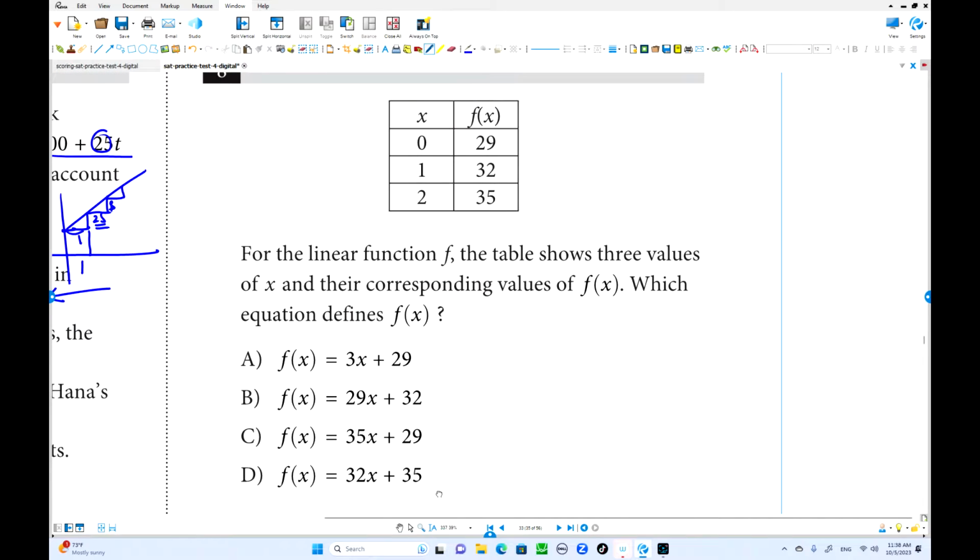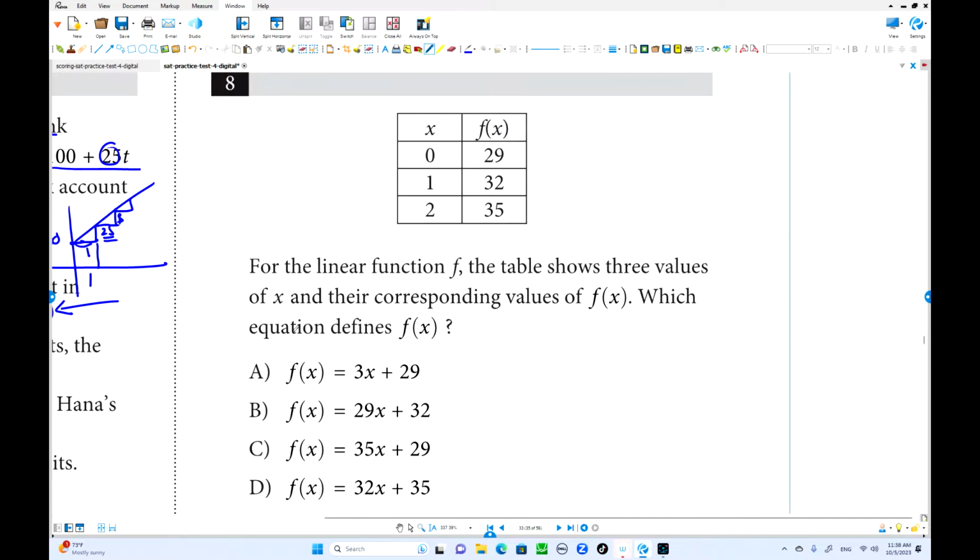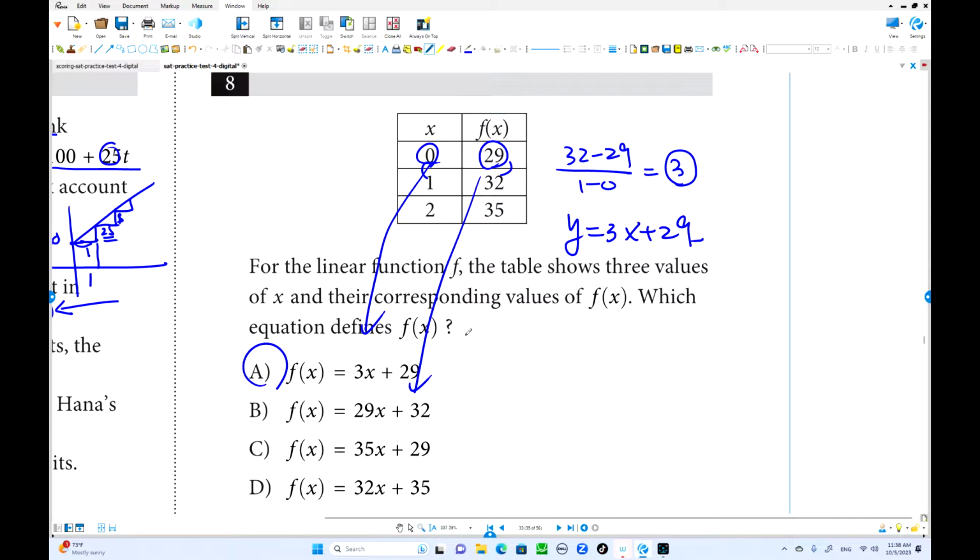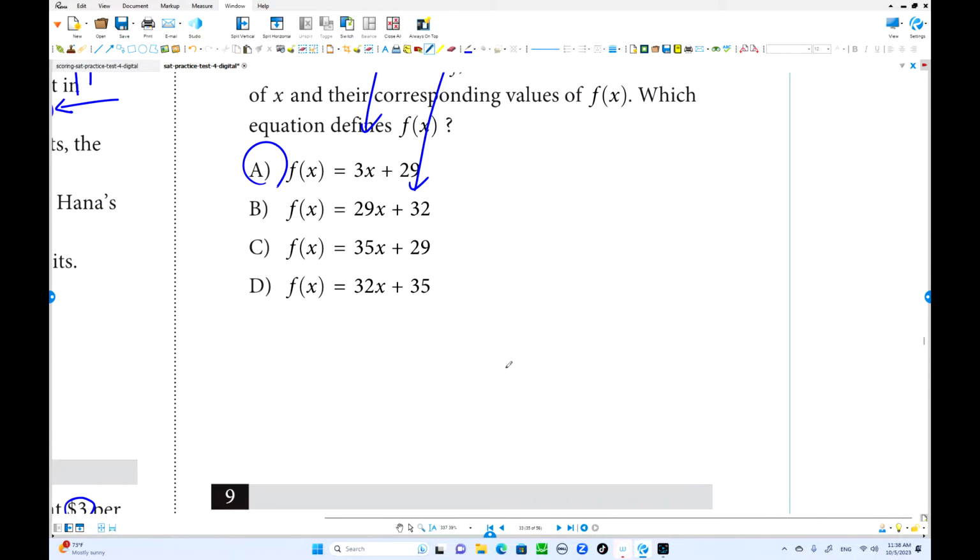Here is number 8. This is the linear function. Which equation defines this one? First, we're going to find the slope over here. Okay, 32 minus 29 over 1 minus 0. That's the slope. Slope is what? 3. Okay, we already have the y-intercept. 29 is the y-intercept when x equals 0. So y equals 3x plus 29. Or you can put this number into the y equations, which will satisfy it, okay?